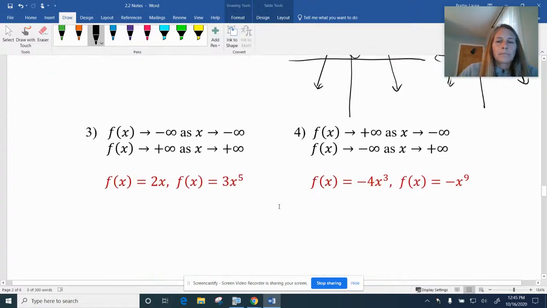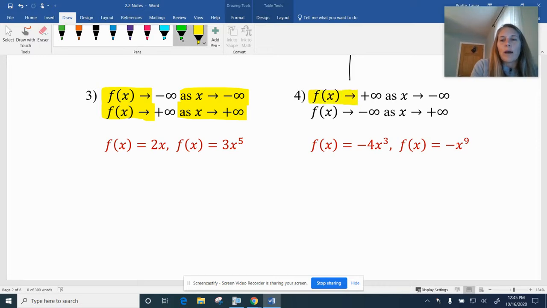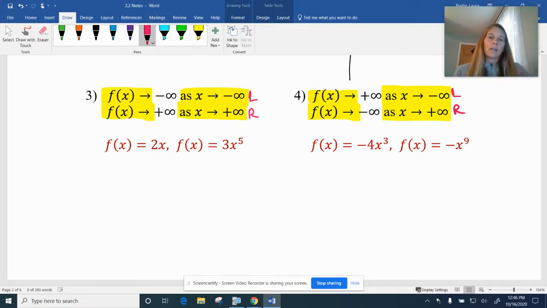All right, let's try two more. Now notice this time, again, everything here is the same in this notation. The only thing that is different is where the f of x is approaching, and that's what you have to answer. That's the part you need to figure out. Everything else is just formality. Okay, so this is the left side, this is the right side. This is the left side, negative infinity, this is the right side. So as x approaches negative infinity, that's just saying what's the graph doing when it's on the left? As x approaches positive infinity, what's the graph doing on the right?